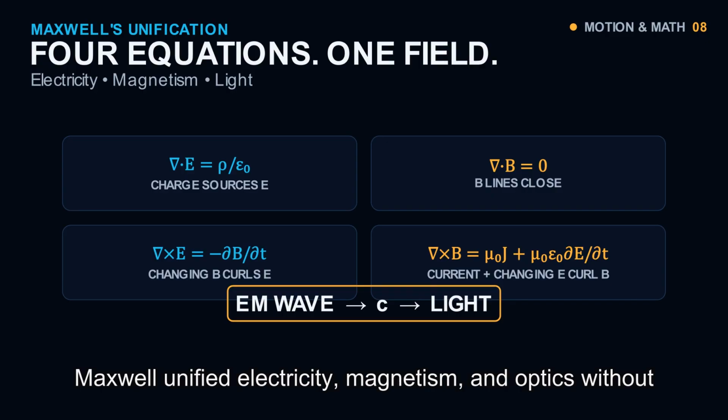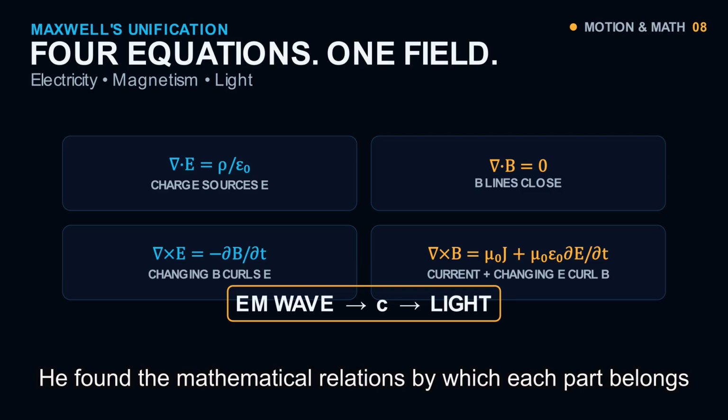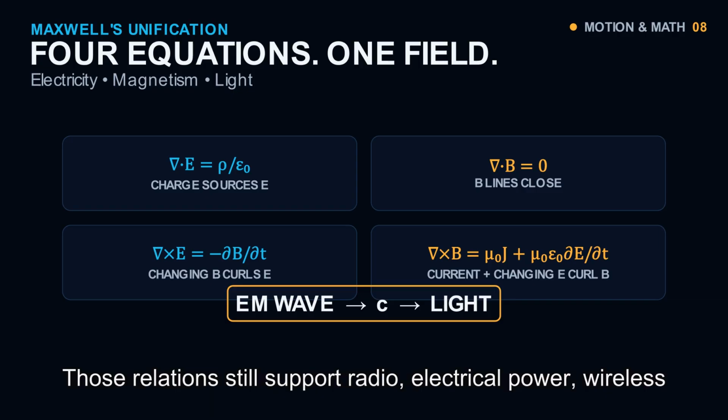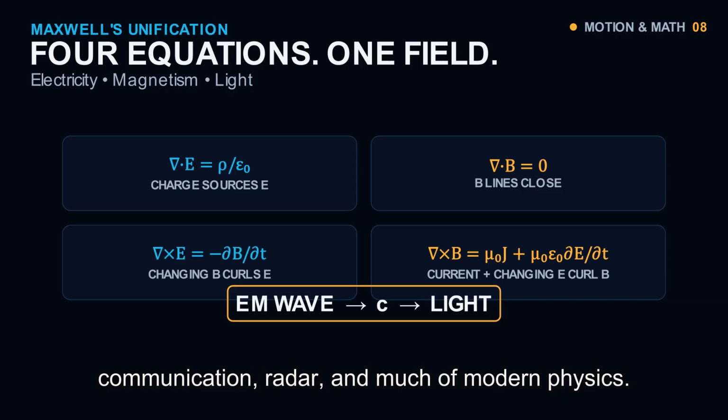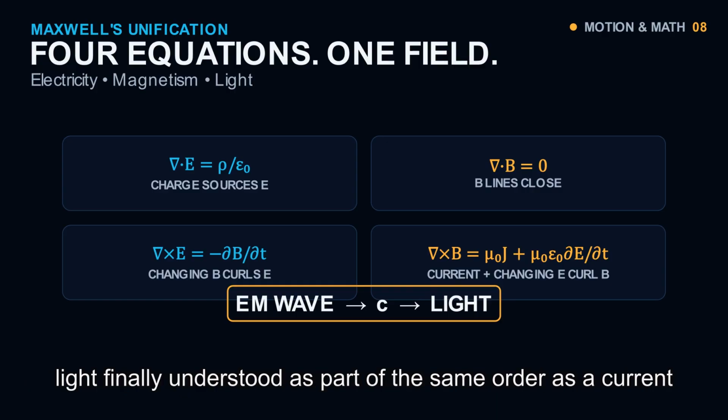Maxwell unified electricity, magnetism, and optics without reducing the achievement to a slogan. He found the mathematical relations by which each part belongs to a coherent whole. Those relations still support radio, electrical power, wireless communication, radar, and much of modern physics. Four compact equations, one electromagnetic field, and a beam of light finally understood as part of the same order as a current in a wire.